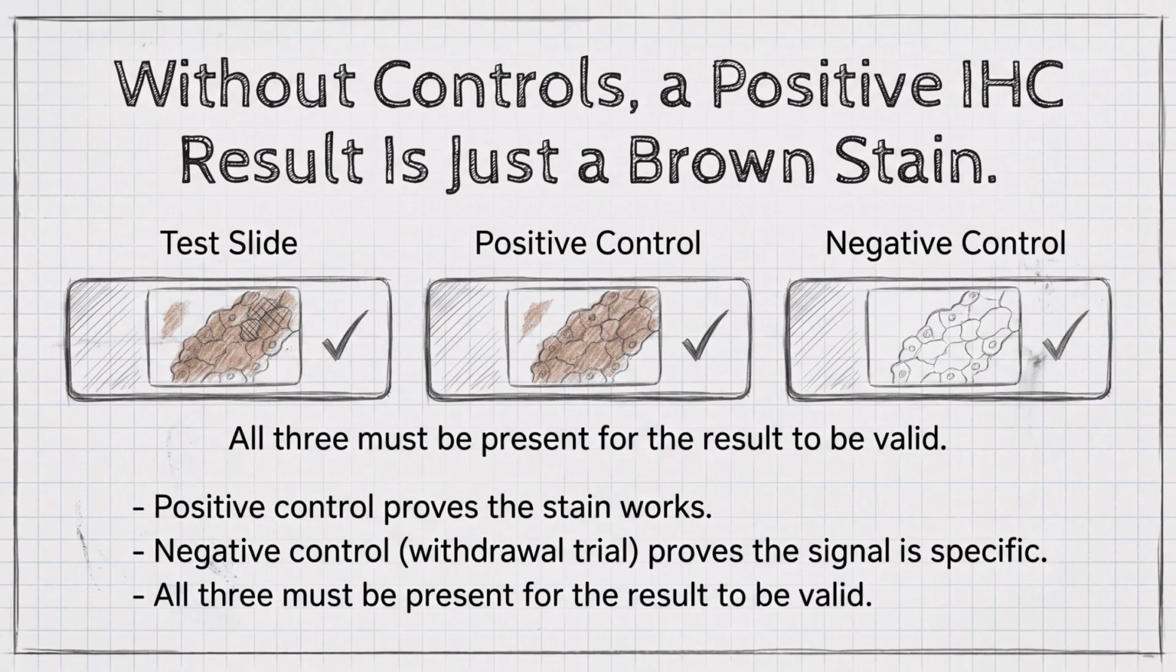Following on from the last point, without proper controls, a positive IHC result is just a brown stain. You can't interpret it. Positive controls confirm that your reagents are working and that the antigen is detectable in appropriate tissue. Negative controls using an irrelevant antibody or no primary antibody help you identify nonspecific binding and background staining. These controls are your benchmarks for specificity and sensitivity. They are the scientific foundation for interpreting your results. And, ultimately, they ensure the power of IHC is harnessed responsibly.